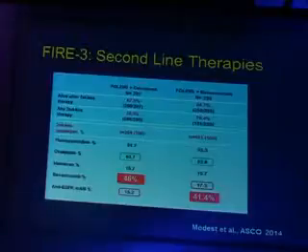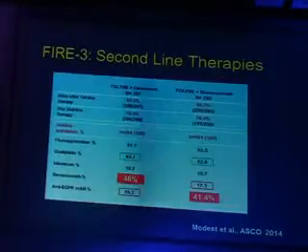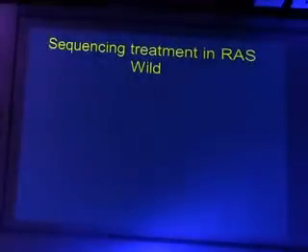And why is this? Well, they looked at the second-line treatment for the FIRE3, and they found that 50% of the patients did receive crossover therapy. In the rituximab arm, 50% received bevacizumab, and in the bevacizumab arm, 50% received an EGFR antibody. So what about the sequence? Maybe it's the sequence that is explaining what's going on.